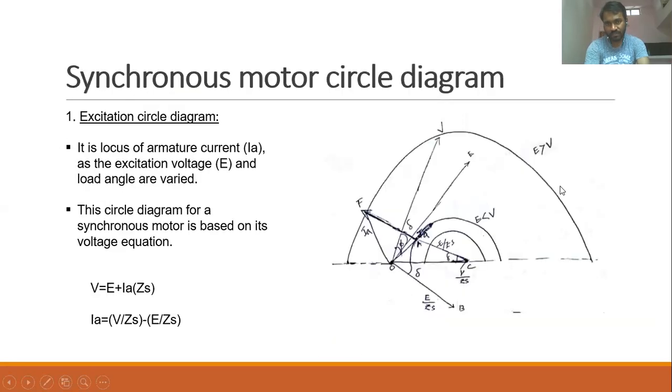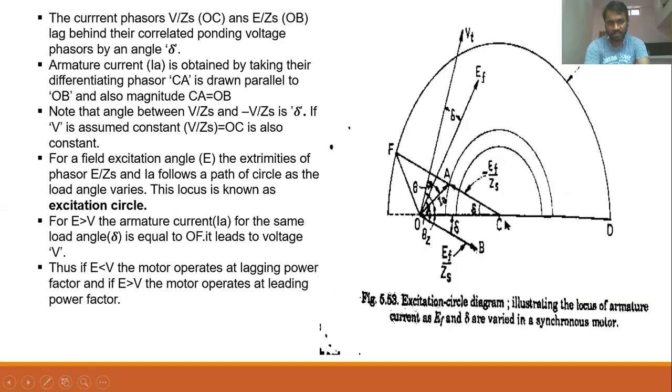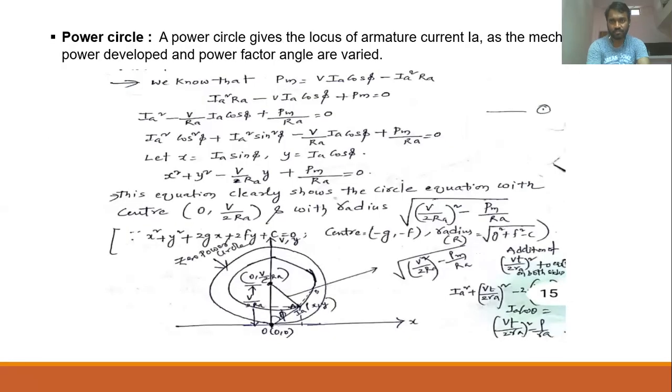So the same we can observe. This one condition is E greater than V, another condition is E less than V here. So this is the total excitation circle diagram for a synchronous motor, and I hope this is sufficient for our explanation and for exam point of view and for our content. Next, we will try to discuss the power circle.